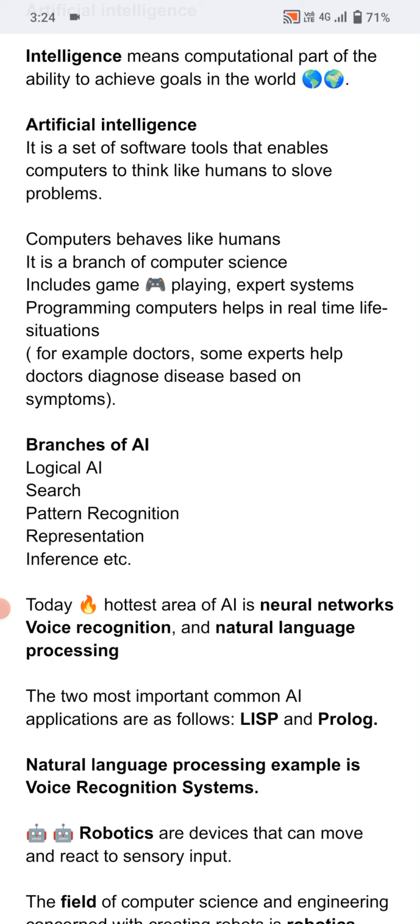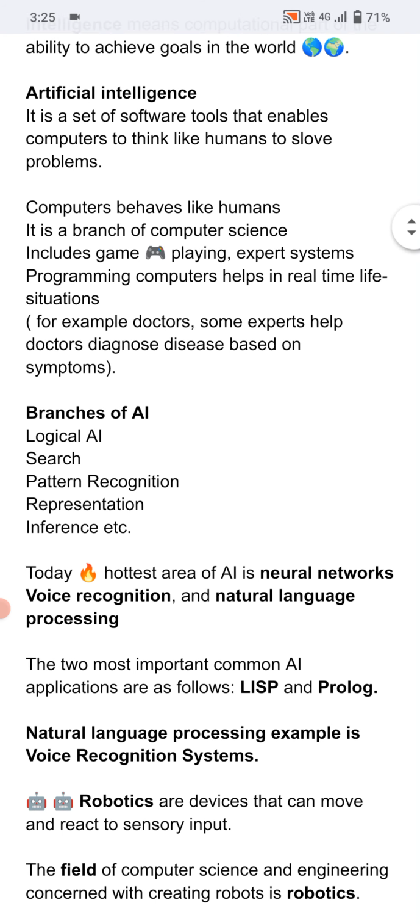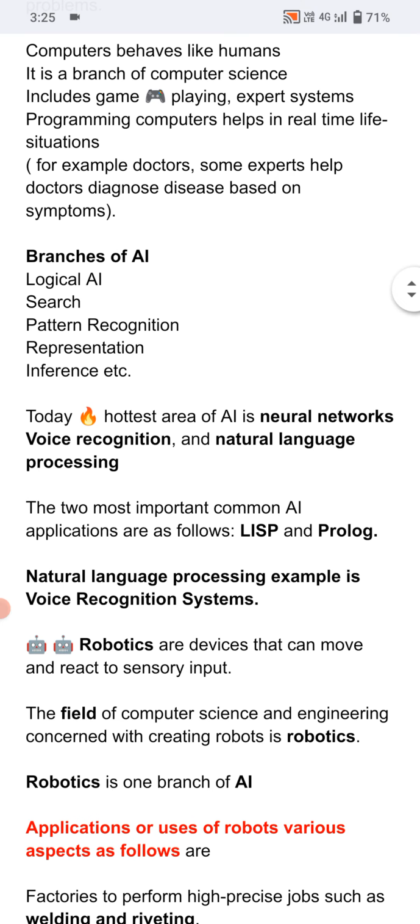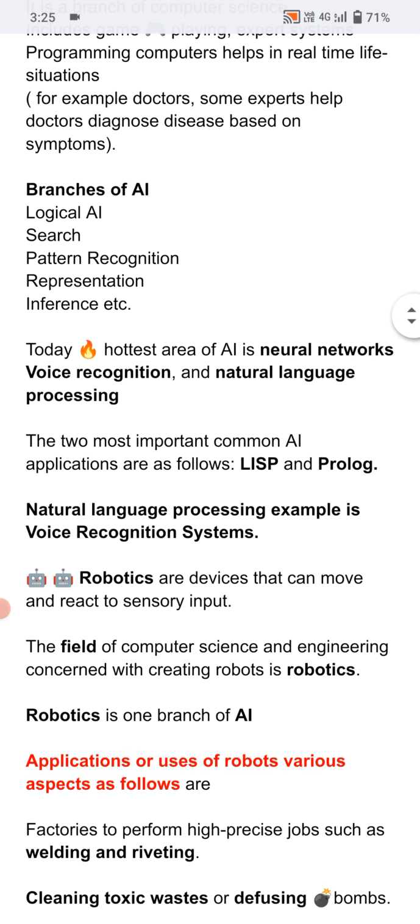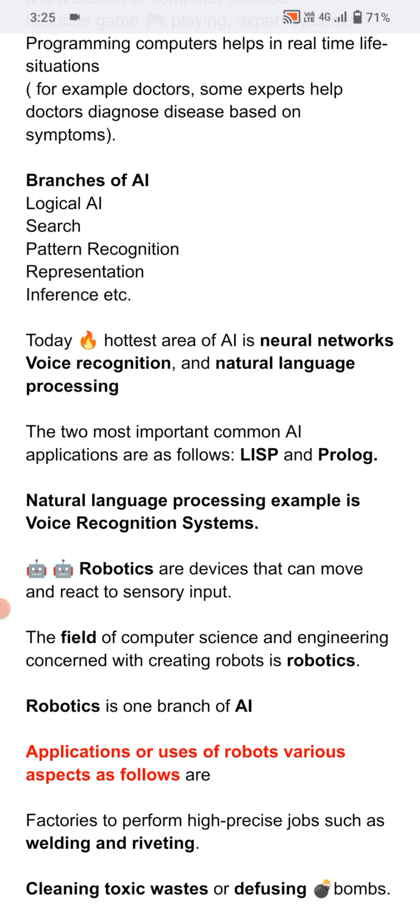Natural language processing, like Google Translator, uses Google-based artificial intelligence for natural language processing and translation. The two most important common artificial intelligence programming languages are LISP and Prolog. An example of natural language processing is voice recognition systems.